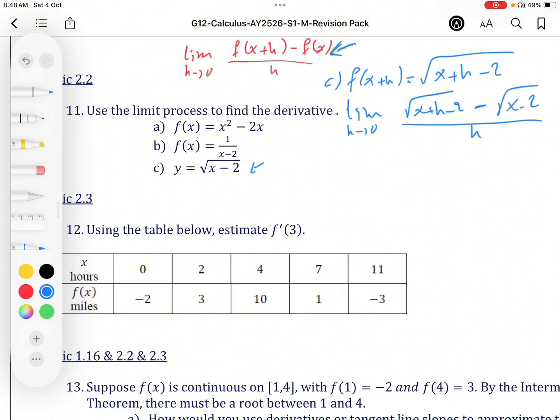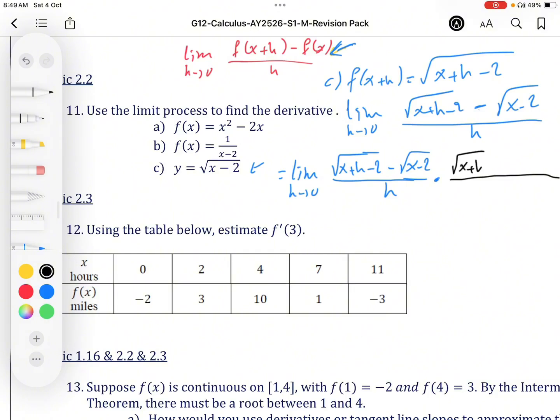A question contains square root, we need to rationalize. Now to rationalize, we multiply by the conjugate. So radical x plus h minus 2 minus radical x minus 2 over h multiplied by the conjugate. The conjugate is the question itself, changing the sign in the middle, plus, and inside the radical we don't touch, up and down.